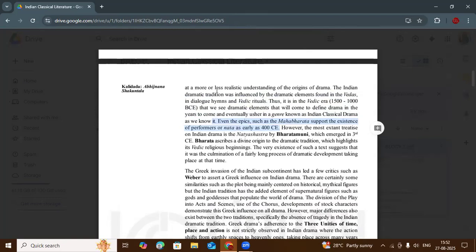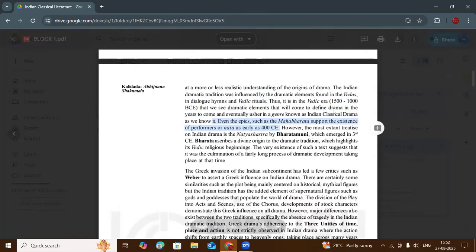So, the Mahabharata mentions nata, actors or performers, which shows that by 400 CE, drama and performance were already practiced in India. This proves that acting and stage traditions are very ancient.